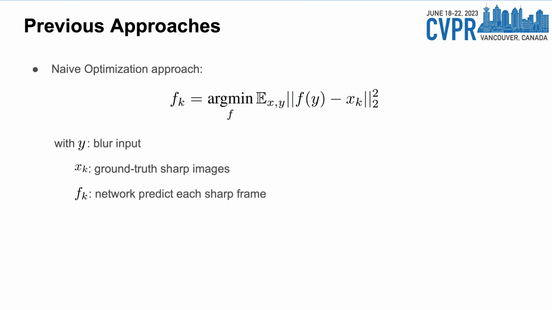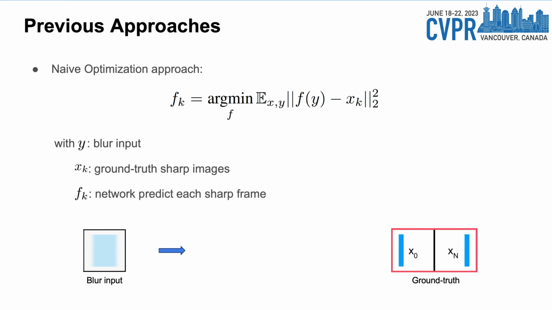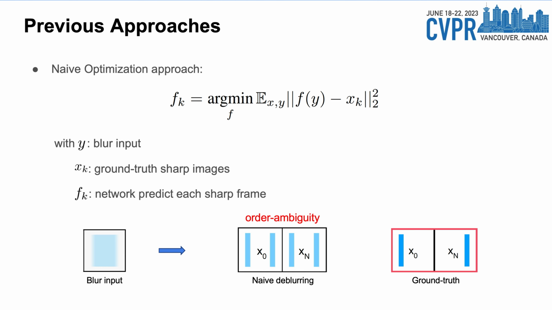Now, we go through some previous works. The first one is the naive optimization approach. This work only optimizes each frame independently. It would easily suffer from order ambiguity. For better comprehension, we will illustrate it through a toy example. As you can see in the slide, the deblurring model almost converges to the average of all sample targets.